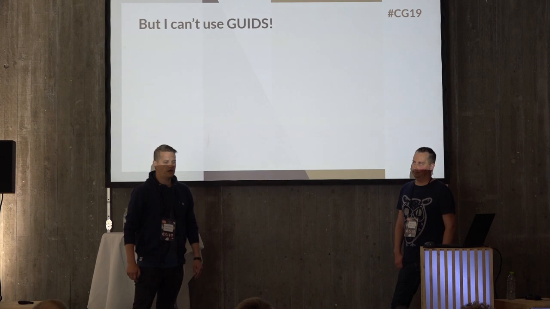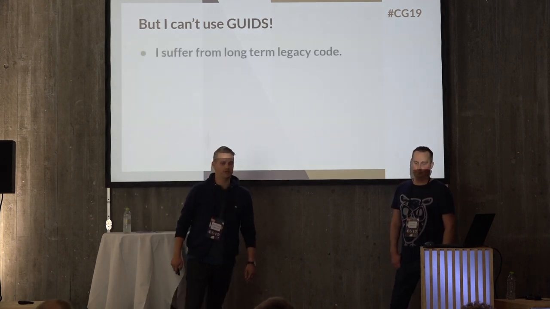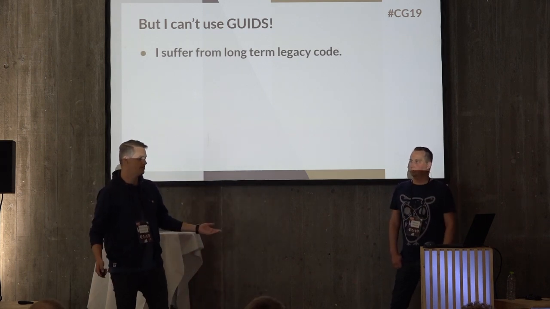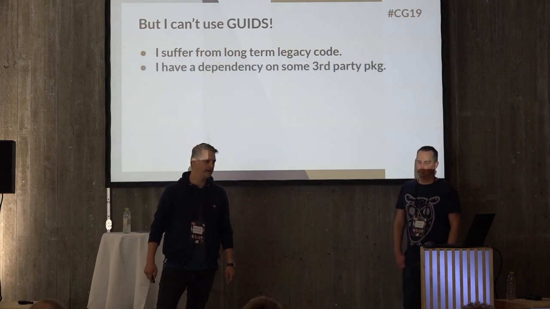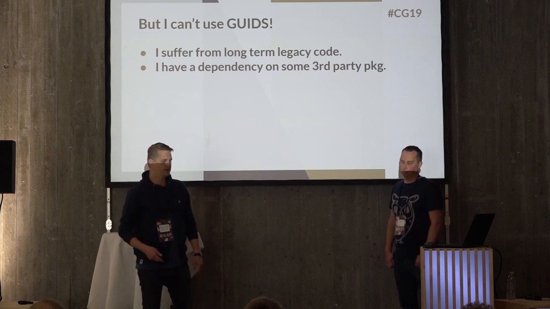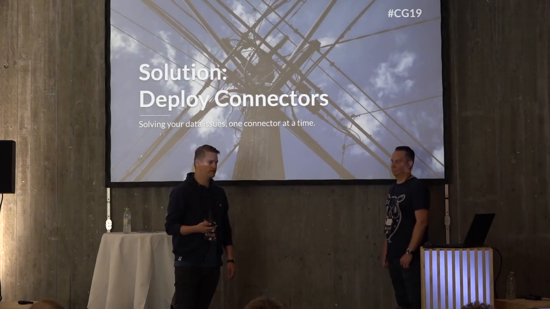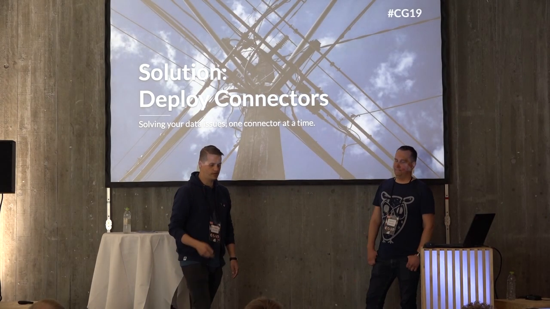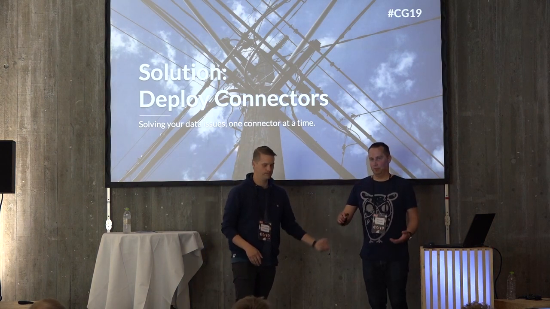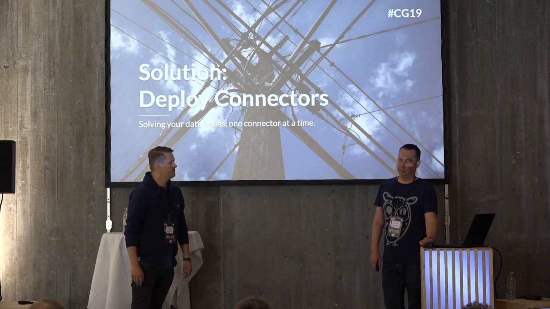So there are maybe some reasons that you can't use GUIDs. You may be suffering from long-term legacy code, or you're depending on a third-party package, for example, that needed to use entity IDs. So what you're going to do is you're going to build deploy connectors, so you can use your own connector in deploy. Yep. So basically, we know we have the problem of entity IDs not being compatible between environments, so we had to figure out a solution, and that is the deploy connectors.